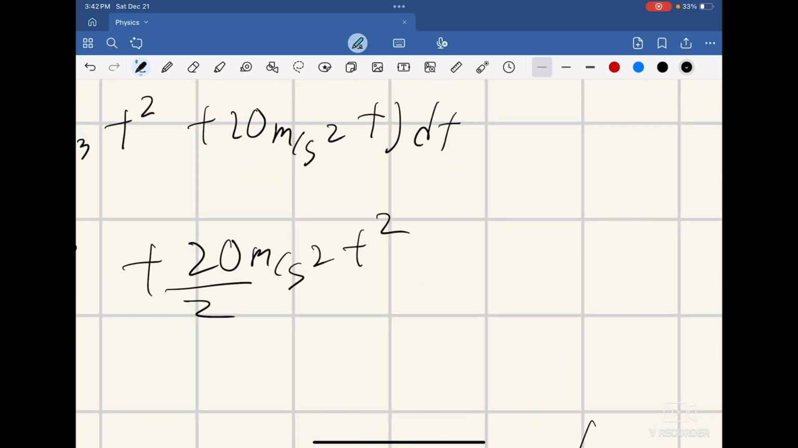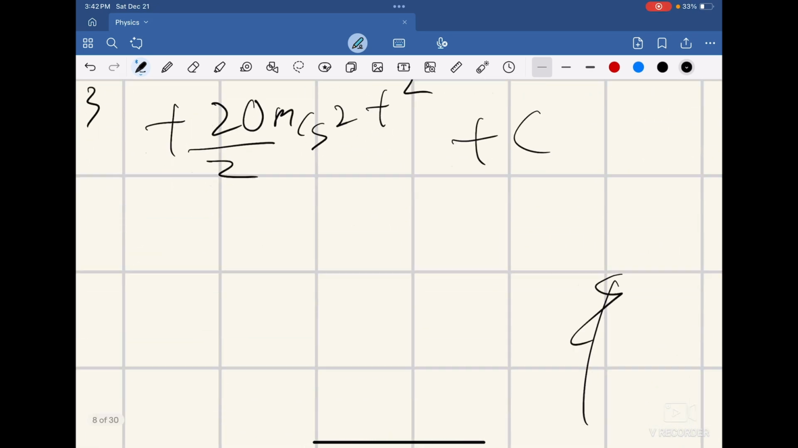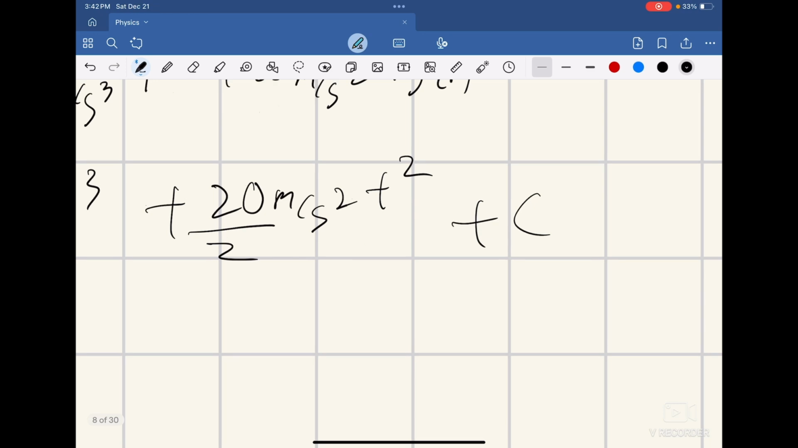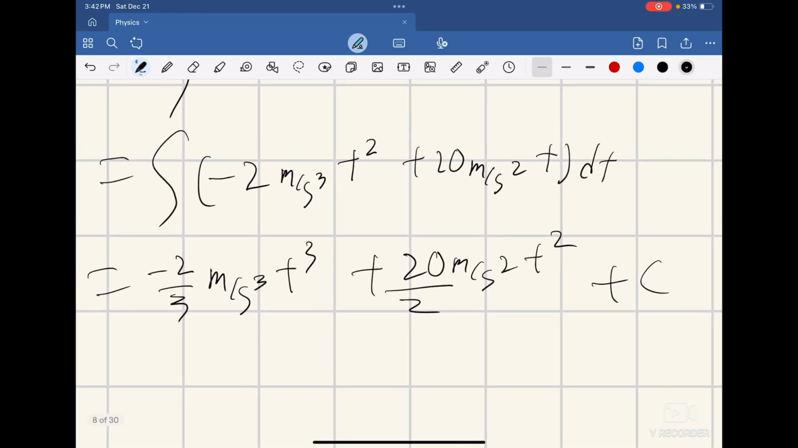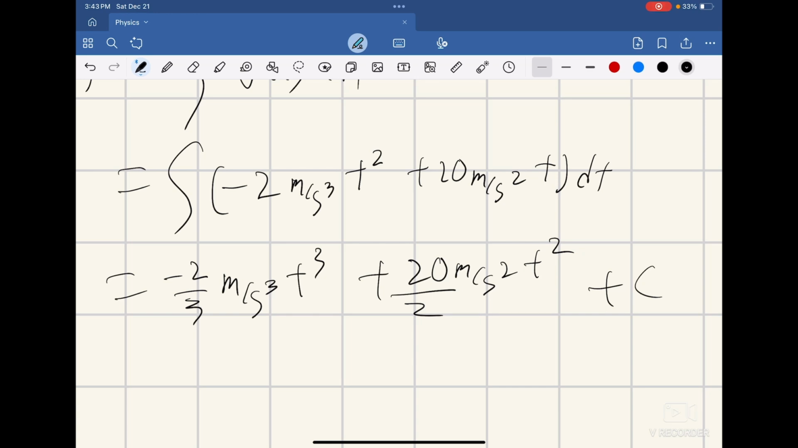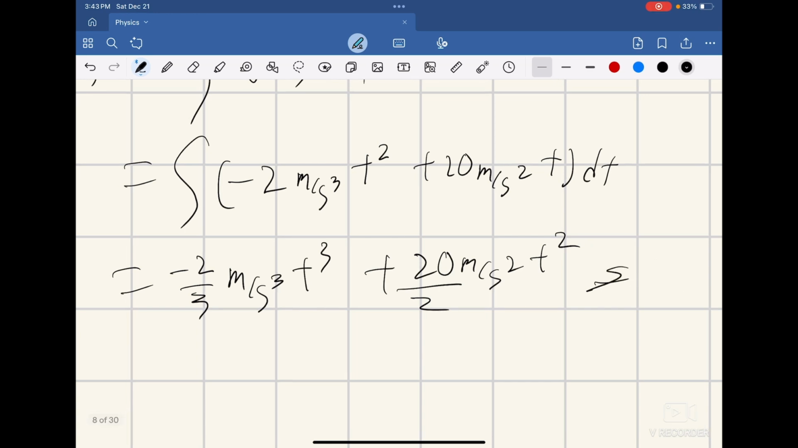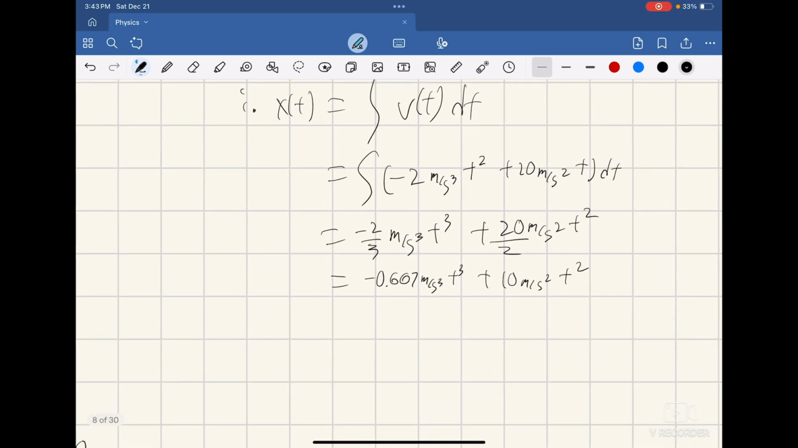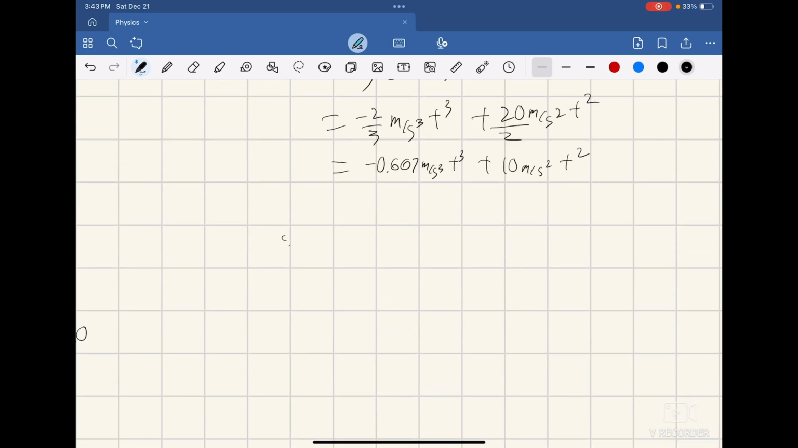But we're going to assume position is 0 as well here, because it makes it kind of hard later on for the next few questions. And also it never states, so we're just going to assume it's 0. So that is the formula, which is -0.667 meters per second cubed t to the third plus 10 meters per second squared t squared. And now we have j.